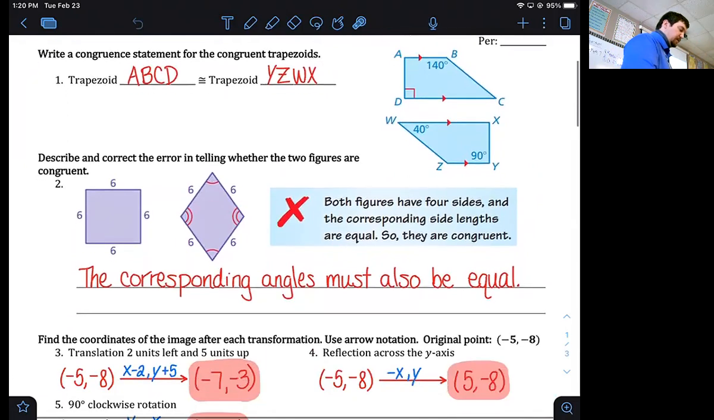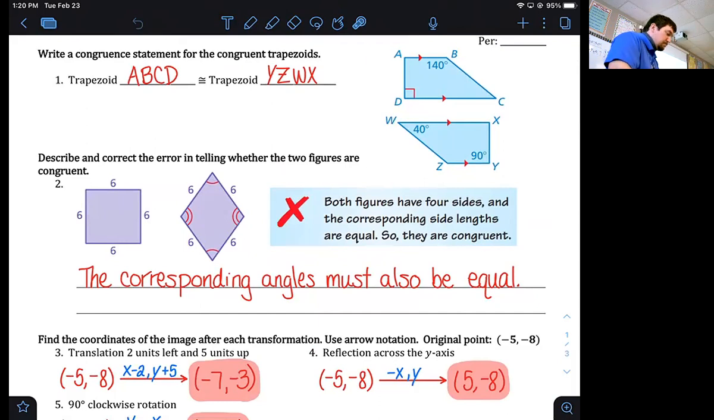Speaking of corresponding angles, number 2 is incorrect, or at least the student got it incorrect, because they said both figures have 4 sides and the corresponding side lengths are equal, so they're congruent. Now that statement's true, but there's more to it than that. To be congruent, the corresponding side lengths have to be equal and the corresponding angles have to be equal.